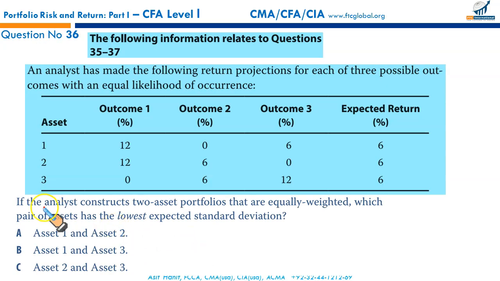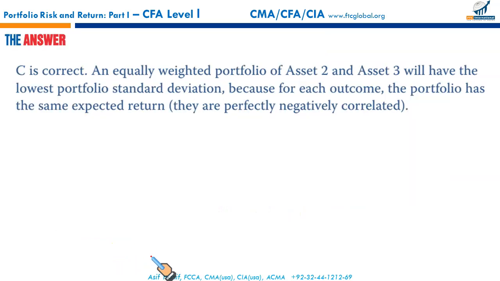Next question 36. If the analyst constructs two asset portfolios that are equally weighted, which pair of assets has the lowest expected standard deviation? We have just learned that assets 2 and 3 are perfectly negatively correlated. So combining these will lower the risk. It will offer the lowest expected standard deviation. So we will compose these 2 and 3 in our portfolios. That makes C the correct option.